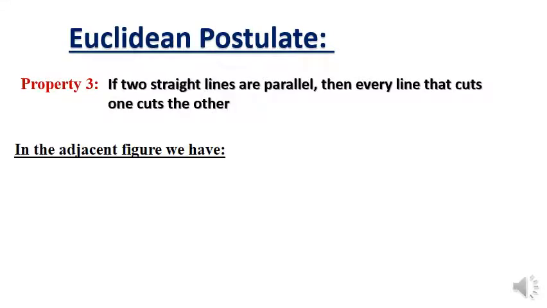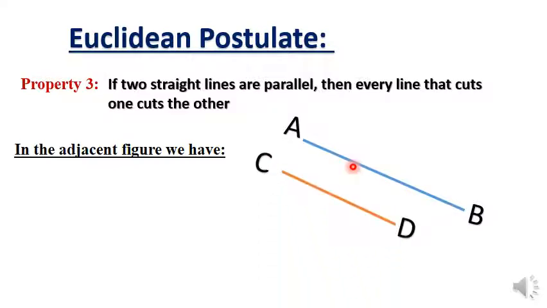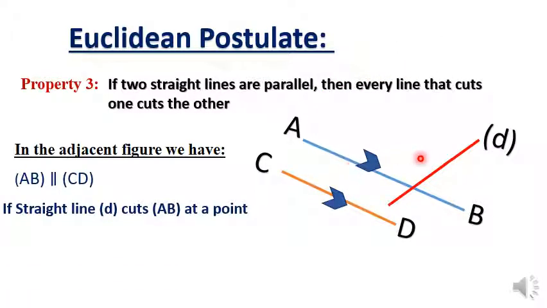Property 3. In the adjacent figure, we have AB parallel to CD. If a straight line D, which is a transversal, cuts AB at a point, does it cut CD also at a point? Property 3 says yes, then D will also cut CD at a point. Since D is a line, we can extend it. If it cuts the first line at a point, then it will cut the second line at a point. So property 3 says that if two lines are parallel, then every line that cuts the first one also cuts the second one.